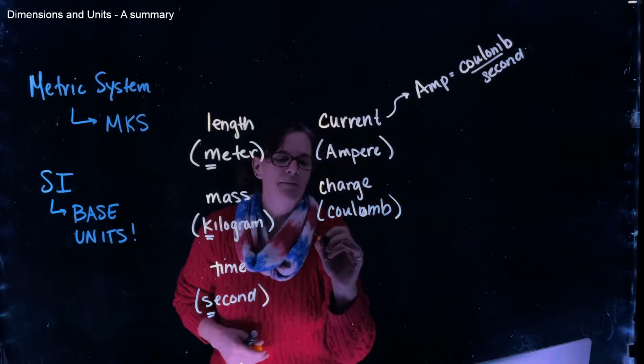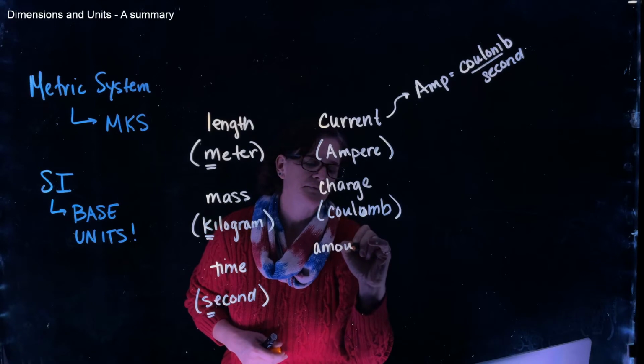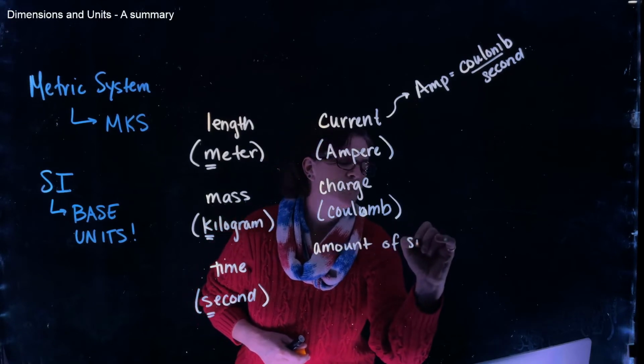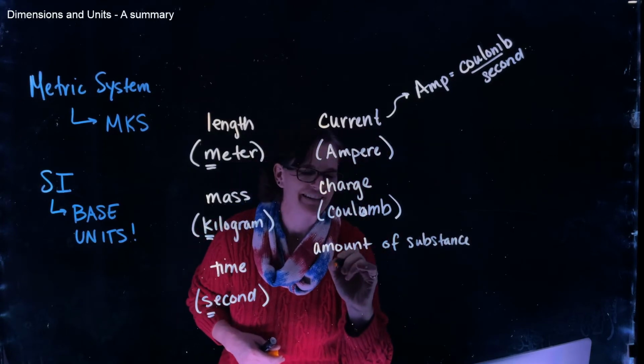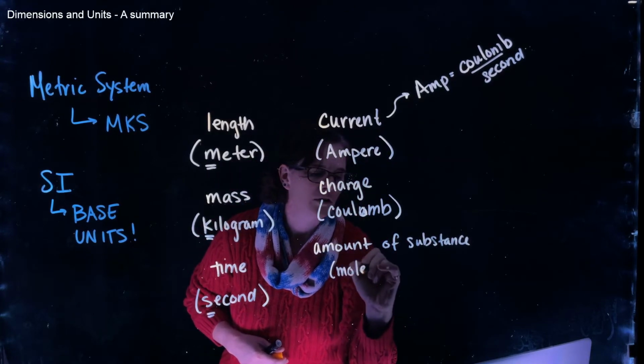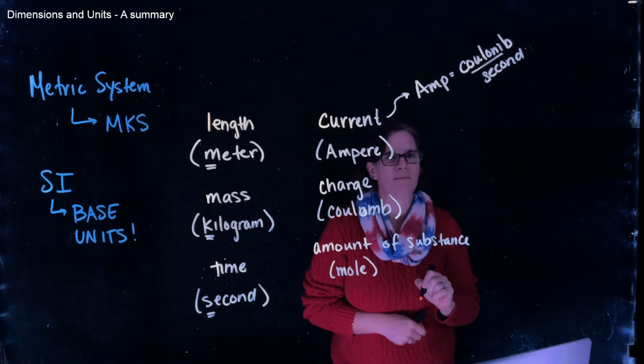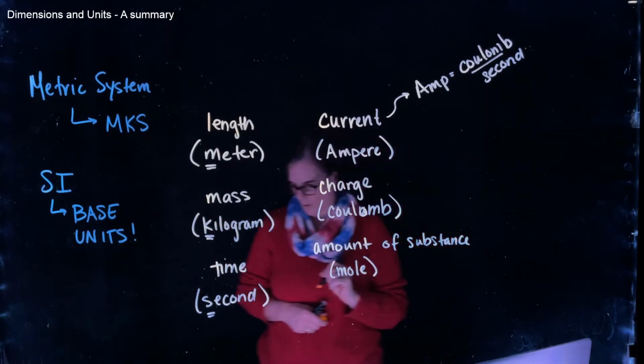The amount of a substance, the base unit for the amount of a substance, which you'll often hear talked about in chemistry, is called the mole. So the base unit for the amount of a substance is the mole.